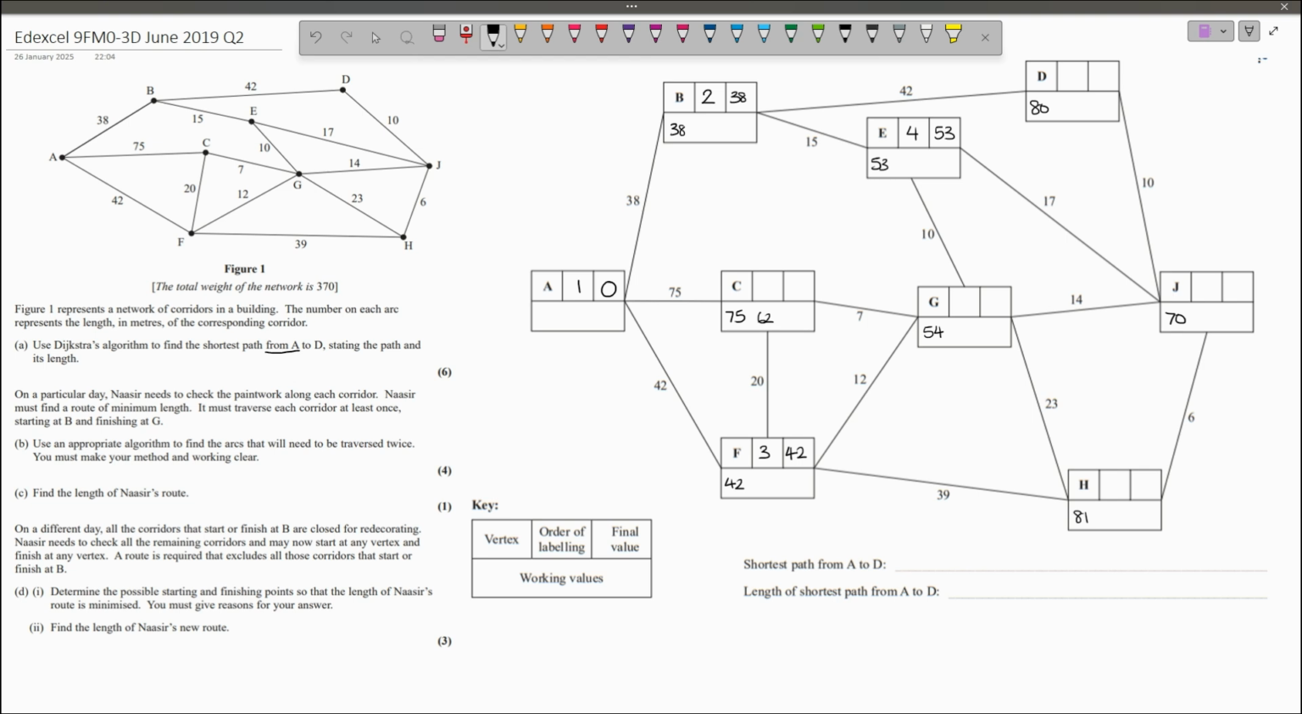So I'm going to repeat this process again. Smallest working value on a vertex I've not yet visited is 54. So I'm going to visit G next. I'm visiting G fifth. It has a final value of 54. So I'm now going to update the working values of all the vertices connected to G. So 54 plus 7 gives me 61, which is an improvement for C. 54 plus 23 gives me 77, which is an improvement for H. And 54 plus 14 is 68, which is an improvement for J.